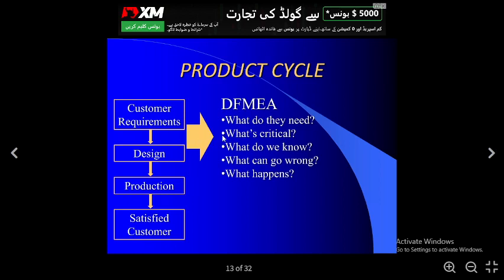So DFMEA stands for design failure mode and effect analysis. What do they need? It is asking about the customers. What is critical for them? Their life is at stake. How do we improve and safeguard their life? What do we know? What can go wrong in the future of your system? And what happens if it goes wrong? Which means, what is the severity?